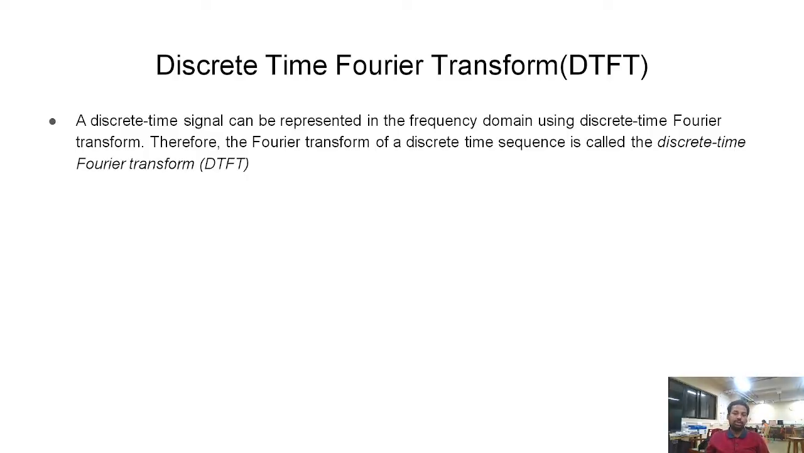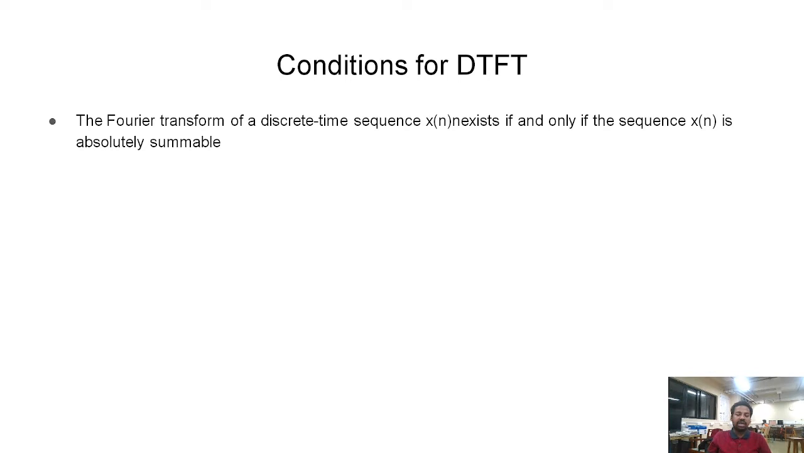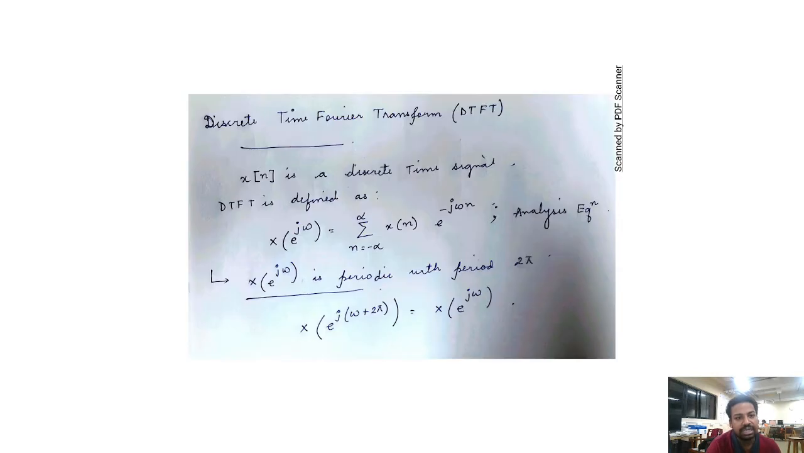So today we'll talk about discrete time Fourier transform. Okay. So we have studied about CTFT previously. So discrete time Fourier transform is like we have a discrete signal, that is x of n, and our objective is to obtain x of e to the power of j omega from x of n. That's the Fourier transform signal. And this is the first thing, the condition for DTFT, that is the Fourier transform of a discrete sequence exists if and only if the sequence is absolutely summable.